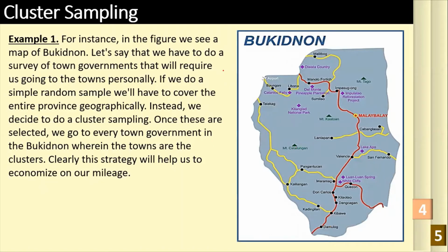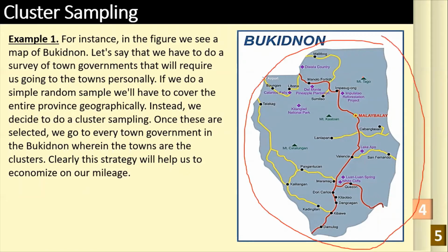So, for example, Bukidnon map. So, let's say that we have to do a survey of town governments that will require us going to the towns personally. So, if we do a simple random sample, so imagine, Bukidnon imong population, simple random sample ka, magsigid jud ka og travel, which is gasto kaayo. So, the most logical sampling technique to use is cluster sampling. So, since pwede man nimo siya mag-group by location, okay kayo ang cluster sampling na daan.